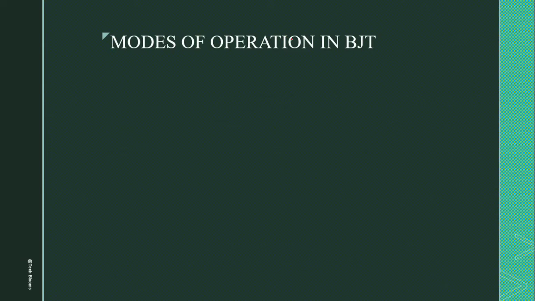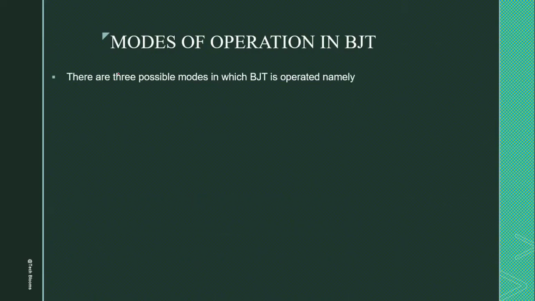Let's move to the modes of operation in BJT. As you all know, BJT is made up of two PN junctions connected back to back. So there are three possible modes in which BJT is operated. That is the forward bias, second is the reverse bias, and the third one is the breakdown. The breakdown we usually avoid because it has no importance in the case of transistors.